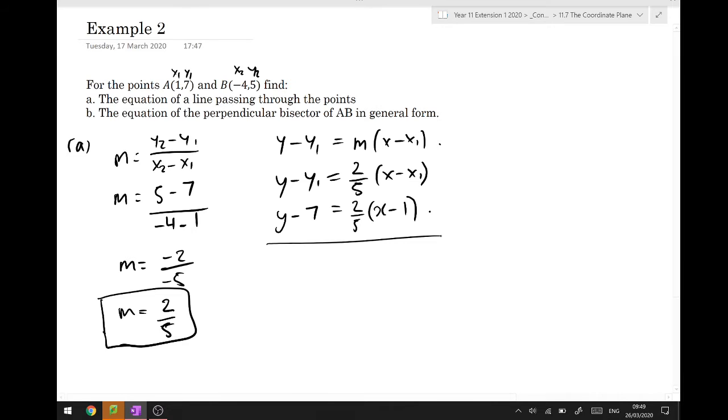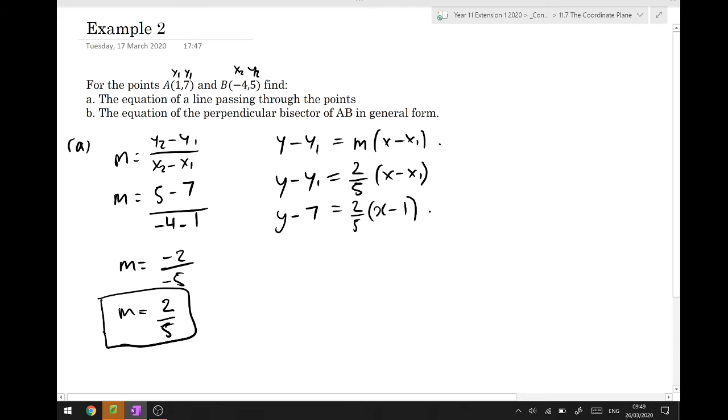If you wanted to simplify it further, you can, and it might be worthwhile because in part B, we're asked to find the equation of the perpendicular bisector. We don't really need to know because we know what the gradient is already, but as a general rule of thumb, when you're answering these questions, we typically like our answers to be either in gradient-intercept form or in general form. So we will do that.